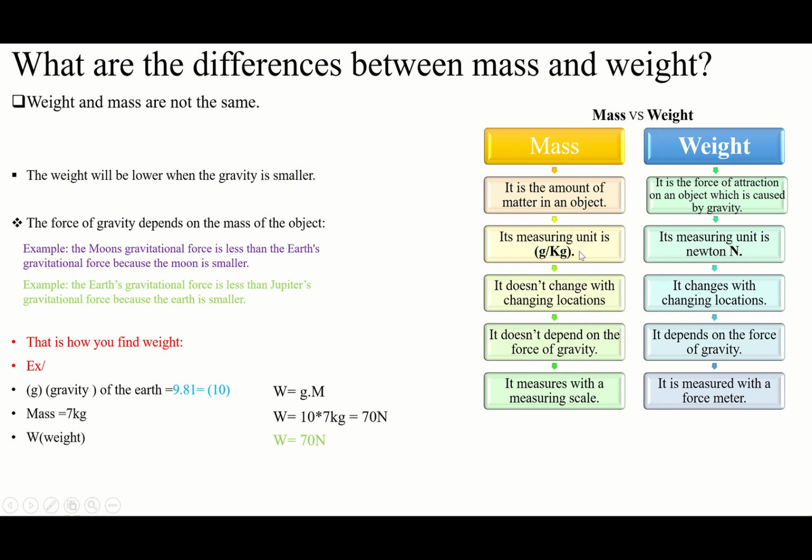Whenever you see kilogram, it means this sentence is about mass. If you see kilogram, you have to remember mass. If you see Newton, you have to remember weight.